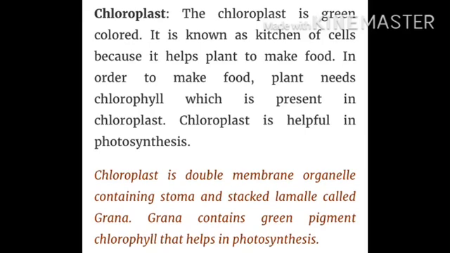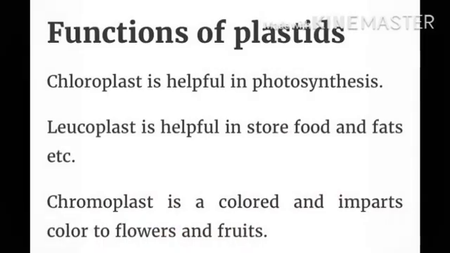Chloroplast is a double membrane organelle containing stroma and stacked lamellae called grana. Grana contain the green pigment chlorophyll that helps in photosynthesis. These are the plant organelles, and maybe this is not given in the book, so you have to write while watching this video. Now the function of plastids.